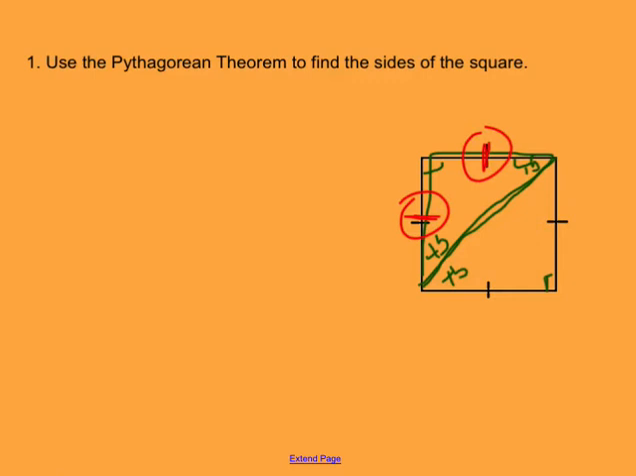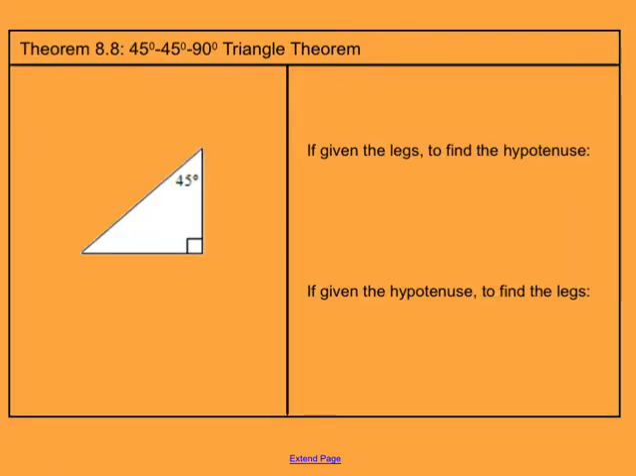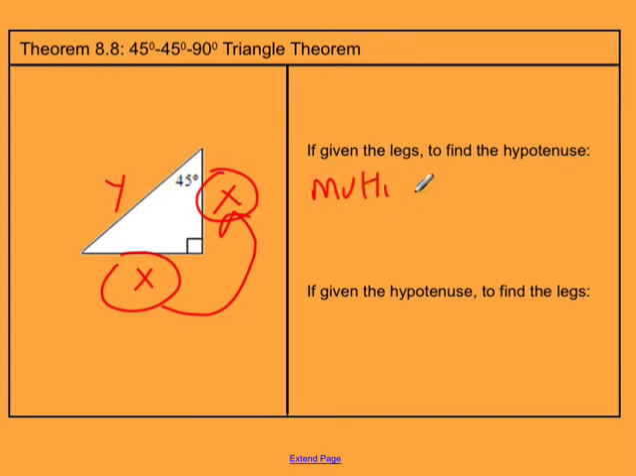So let's take a look at what the rule is for the 45, 45, 90 triangle theorem. We're going to let x represent the leg length. So that means that this is also x, and y is going to represent our hypotenuse. So here's the first rule. If they give you this leg, then you know the value of the other leg because they're equal to each other. So if you're given one of the legs or both of the legs, if you want to find the hypotenuse, you're going to take the leg value and multiply the leg by the square root of 2.